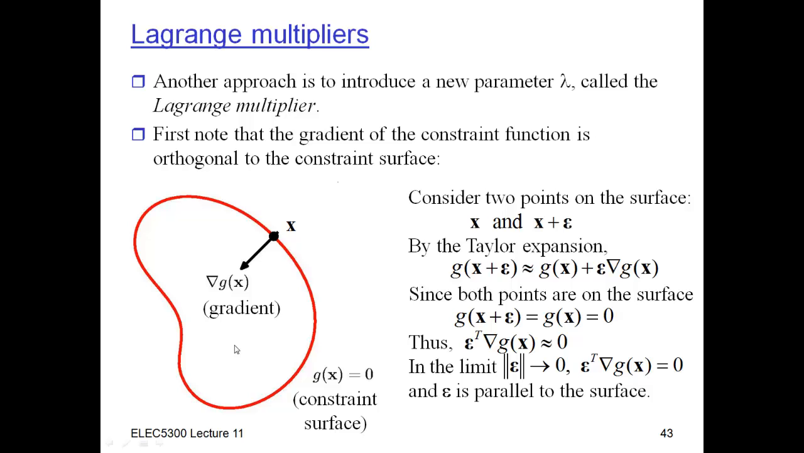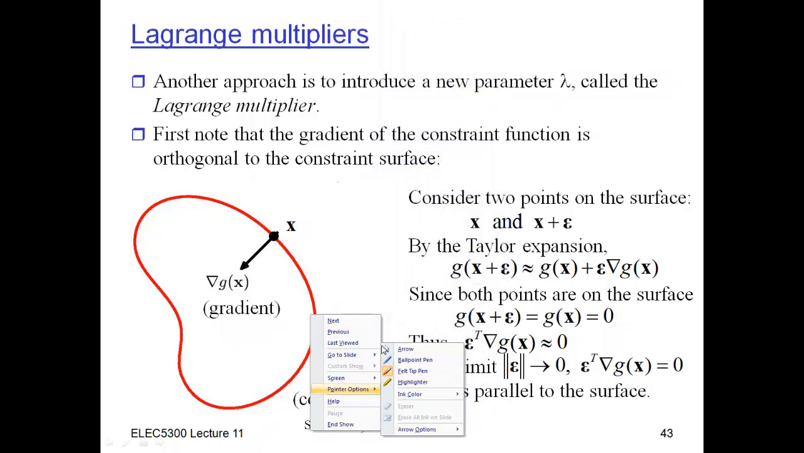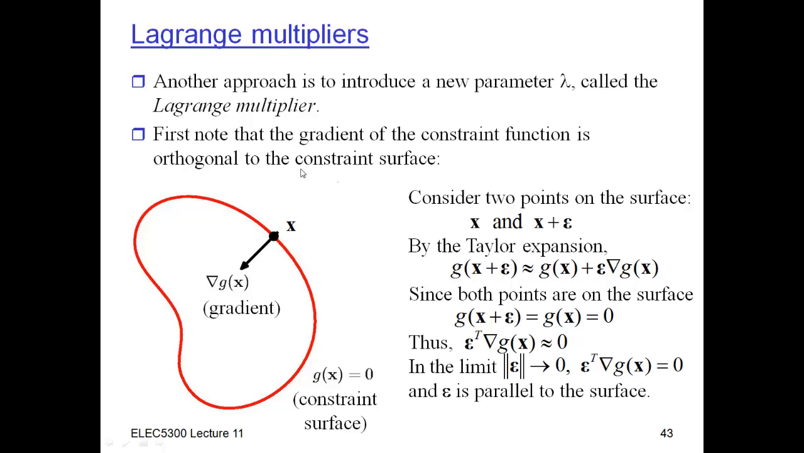And so the way that you can do that is use this approach called Lagrange multipliers. And so the first thing to notice here is that the gradient of the constraint function is orthogonal to the constraint surface. So, this red line here might be the surface that I need to stay along in order to maximize the function. So I only want to find a point along this red line, but I want to find the one that makes the function as large as possible.